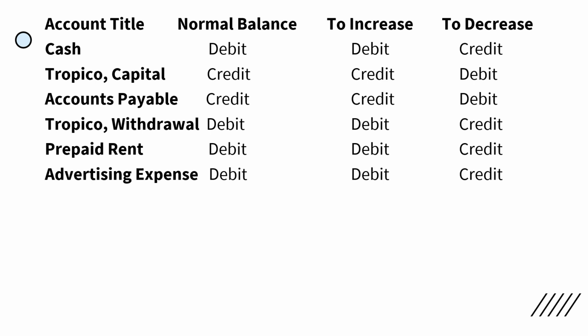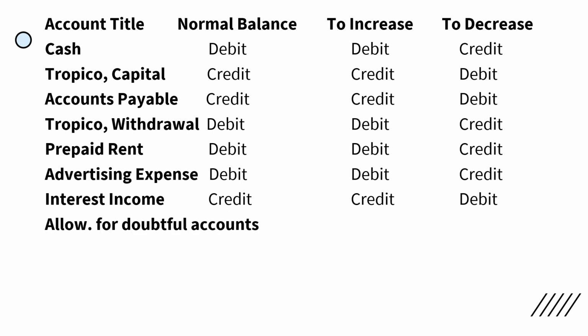Advertising expense, since this is an expense, the normal balance is debit. To increase expenses, we have to debit it, and then to decrease expenses, we have to place it on the credit side. Interest income, since this is an income, so the normal balance is credit. To increase income, record it on the credit side, and to decrease it, record it on the debit side. Allowance for doubtful accounts is a contra asset account, so the normal balance of contra assets are credit side. So if you want to increase contra asset accounts, you have to credit it, and if you want to decrease it, the side is debit side.